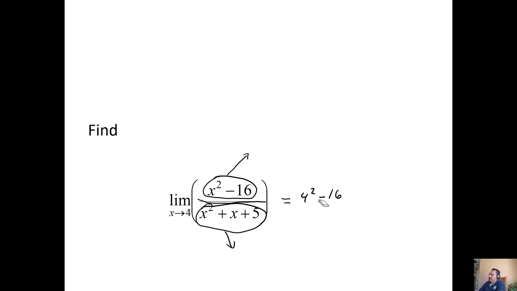Minus 16 divided by 4 squared plus 4 plus 5, which is 0 divided by 25. Now again, what you're asking is 25 times what will make 0? And that's 0. Nothing wrong with dividing into 0. If you have 0 apples and 25 people, how much does each one get? You can do that. Each one gets nothing because there is nothing to be divided. And so that is your limit.